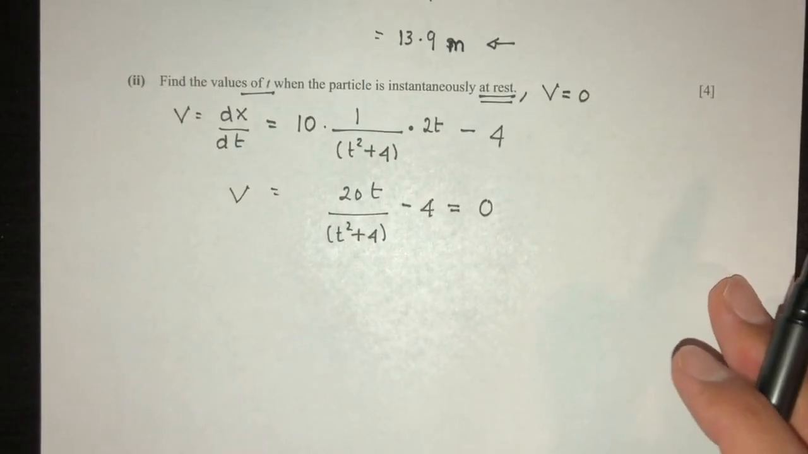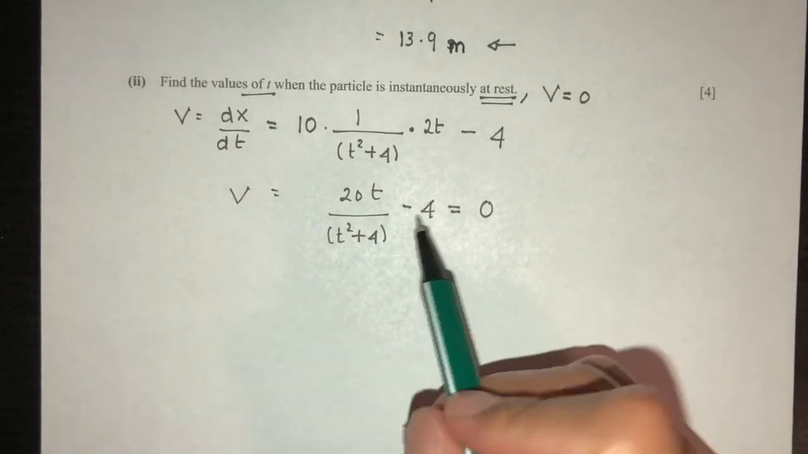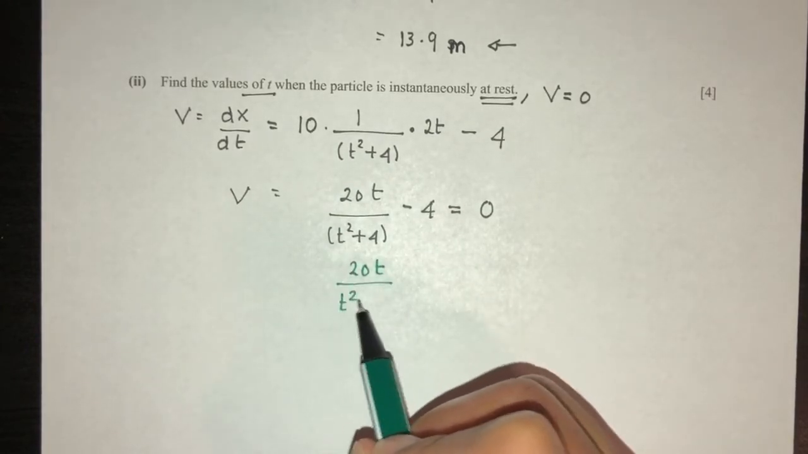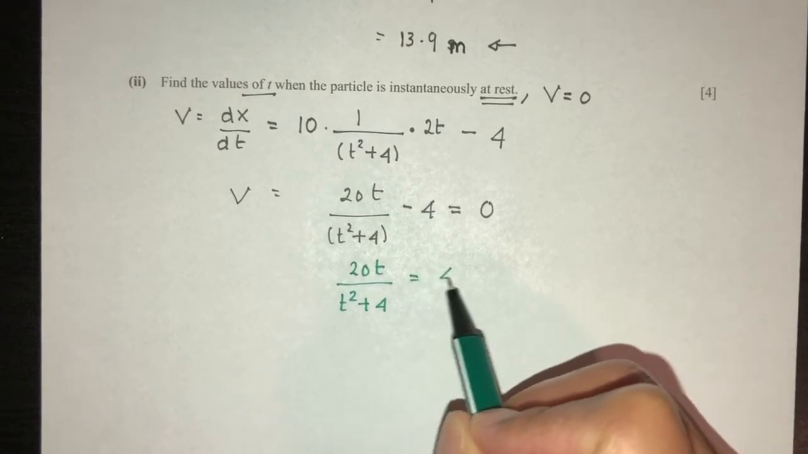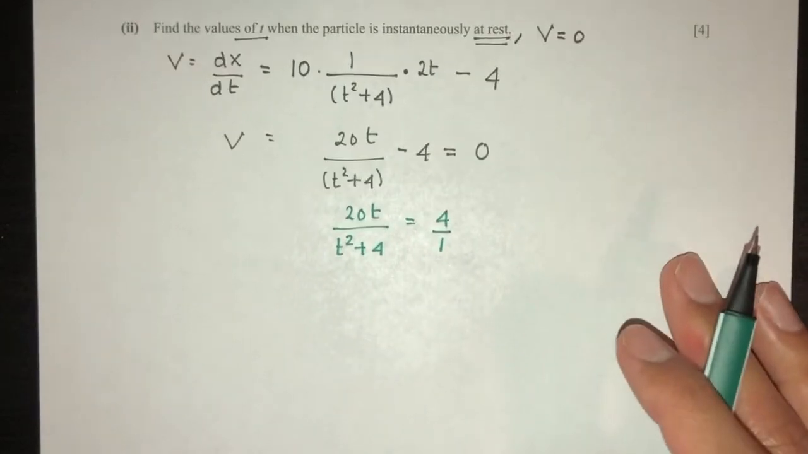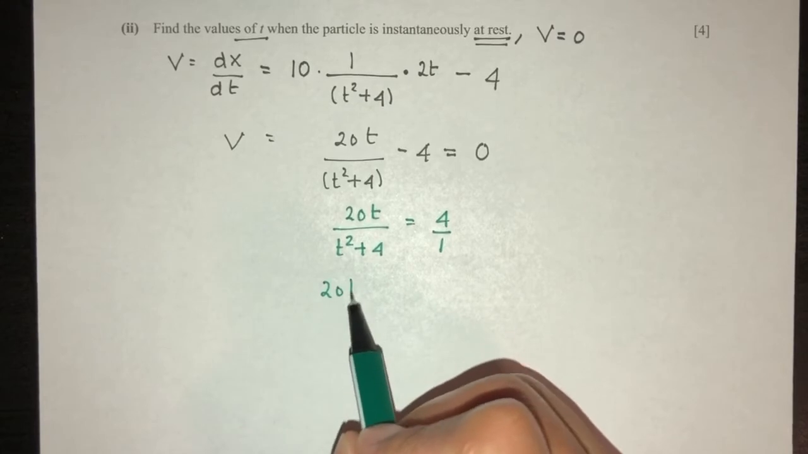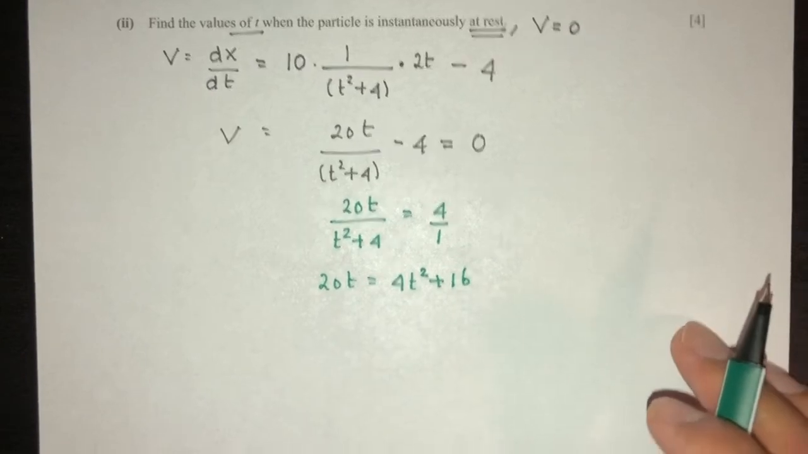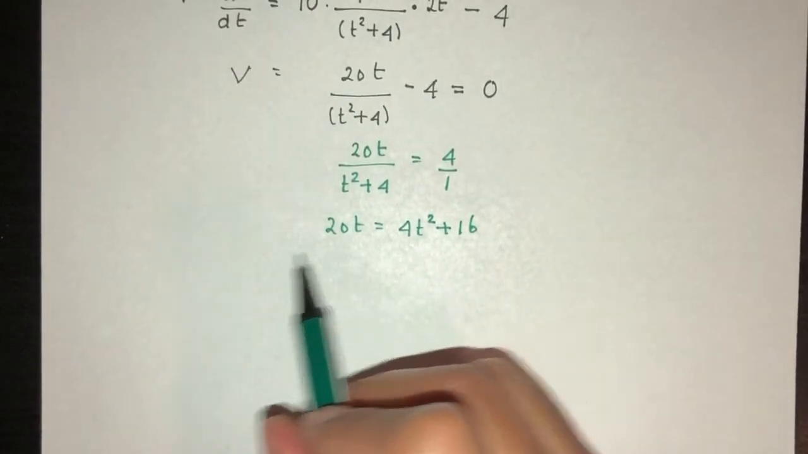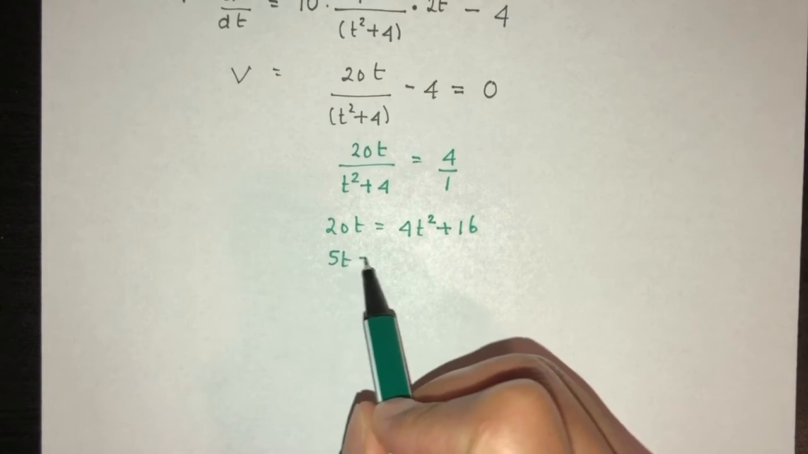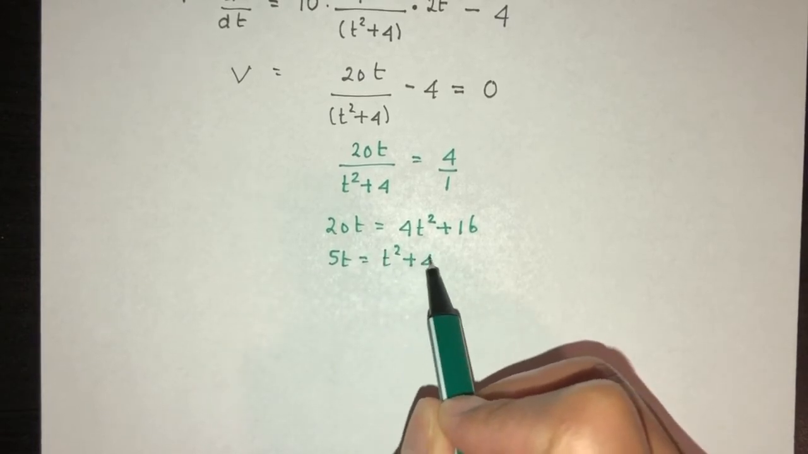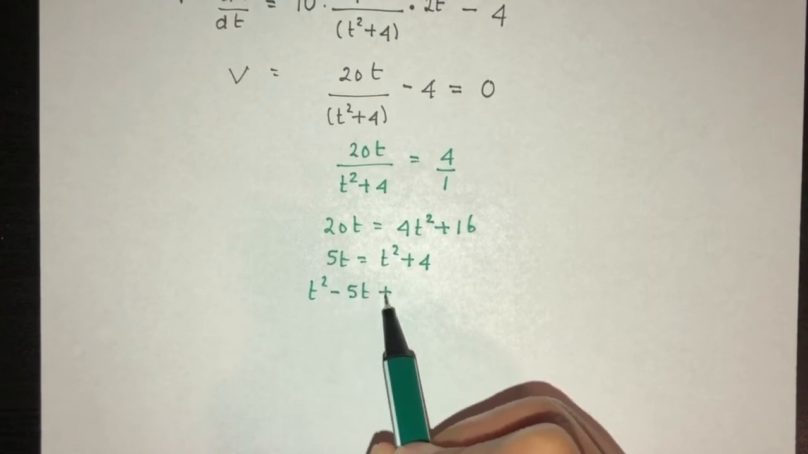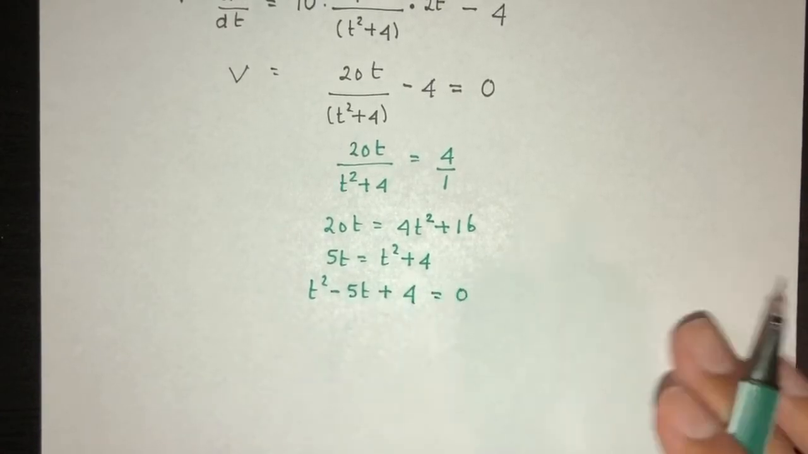Now let's find the values of t for which this is true. So the first step is I can send this over here. You will have 20t over t squared plus 4 is equal to 4 over 1. Now we can cross multiply. You will have 20t equal to 4t squared plus 16. Now we can divide by 4 everywhere. You will have 5t equal to t squared plus 4. Now send everything to one side. You will have t squared minus 5t plus 4 equal to 0.